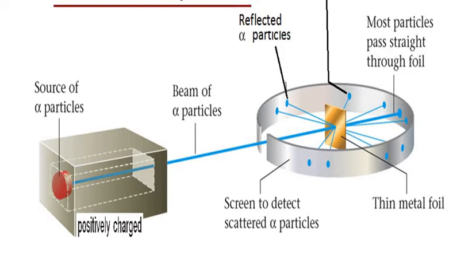Emission of alpha particles from the source, from the radioactive element. This blue line represents the beam of alpha particles, which is targeted towards the foil of gold. He used gold foil, and around the gold foil is a screen of zinc sulfide.